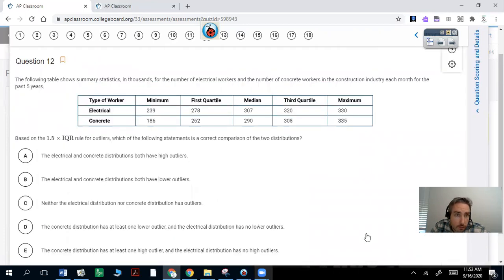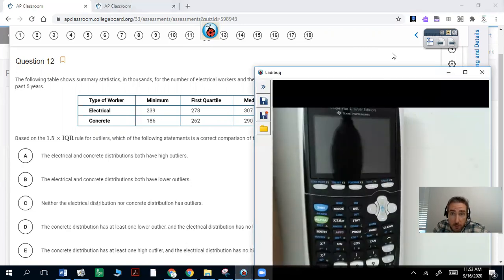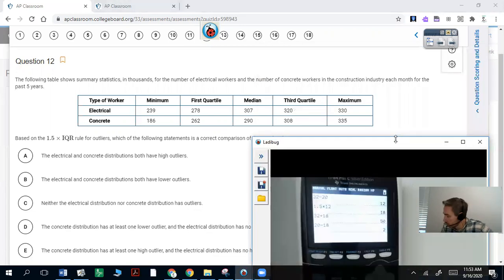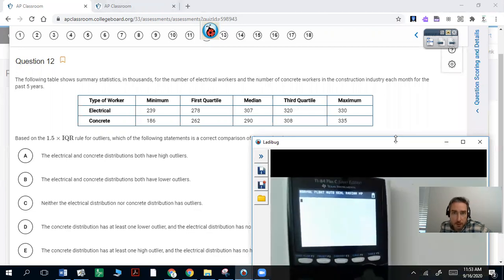Question 12. Based on the 1.5 IQR rule for outliers, which of the following statements is a correct comparison of the two distributions? Okay, let's do some number crunching, I guess. So 1.5 IQR rule. Okay, hopefully you can see my calculator. So let's take a look at the top one. IQR would be 320 minus 278. 1.5 times 42.